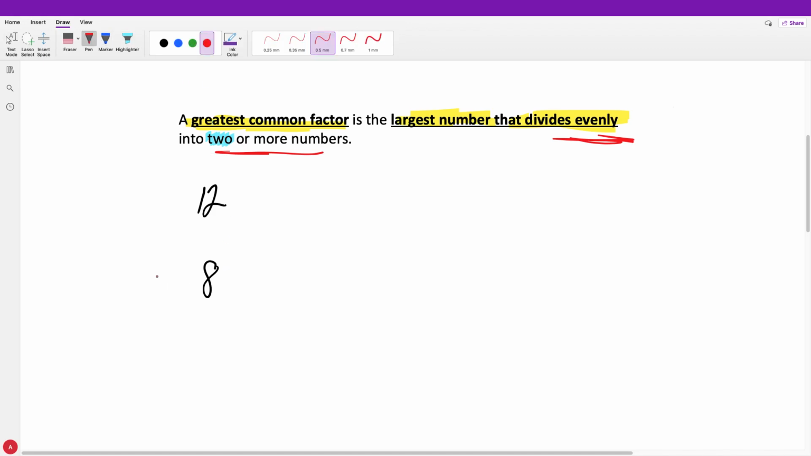So if we look at 12 and 8, and we want to know what the GCF is, one of the things we can do is think about, okay, well, what numbers divide evenly into 12? Well, 1 and 12 go into 12, 2 and 6 go into 12, and 3 and 4 go into 12. And then what numbers divide evenly into 8? Well, we have 1 and 8, and we have 2 and 4.